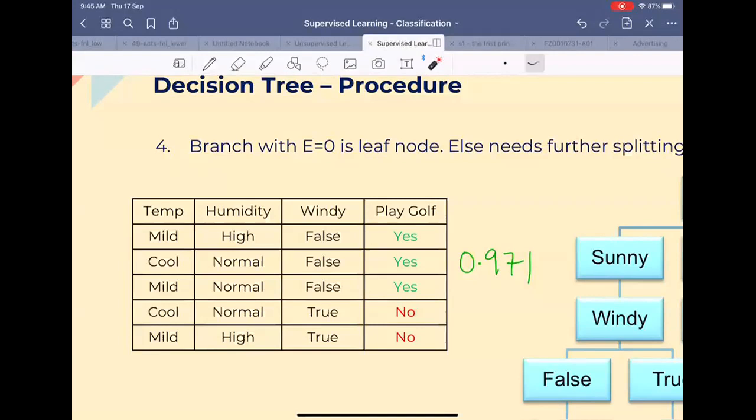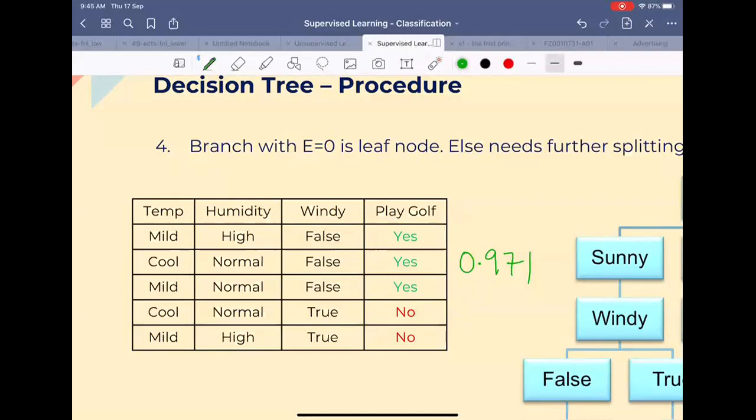Now we will say that my target is play golf. I have 3 features: temperature, humidity, and windy. We will look at the examples of these features and see how they are dividing the target variable. The temperature has 2 options, mild and cool. Humidity has 2 options, high and normal. Windy has 2 options, false and true.